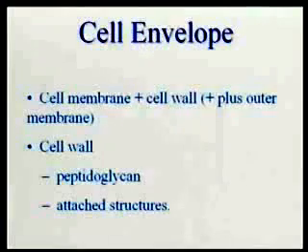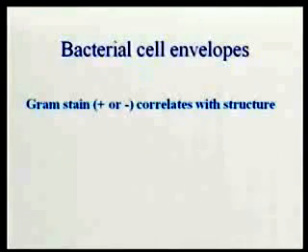Gram-negatives, gram-positives, etc. Bacterial cell envelopes. Gram-positive or negative, it correlates with structure, and I've just chosen to not go into the reasons why, because I think it's beyond the scope of this course. So that part we will memorize. The gram stain usually correlates with the structure. And the key word was usually. It doesn't always.